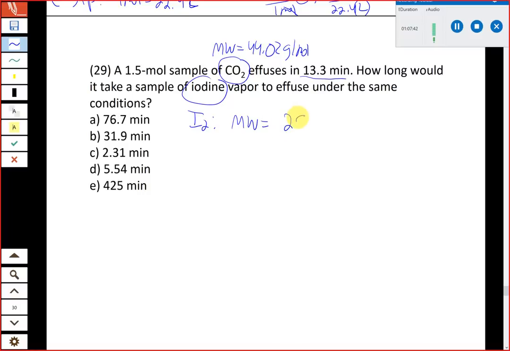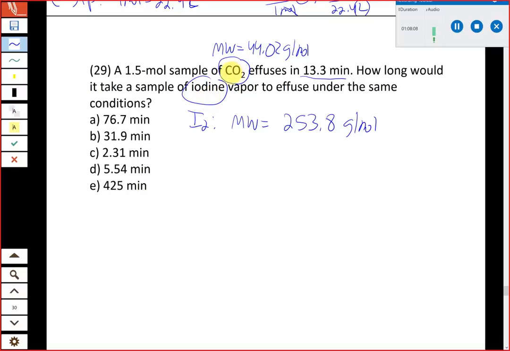So the atomic mass of iodine from the periodic table, double that to get 253.8 grams per mole. Before we set up the equation, before we get an answer, it's helpful to think about this a little bit conceptually, because one of the key concepts of the kinetic molecular theory of gases is that if you have 2 gases at the same temperature, the gas that is lighter is going to be moving faster and the gas that's heavier is going to be moving slower.